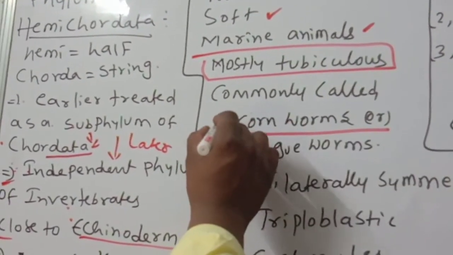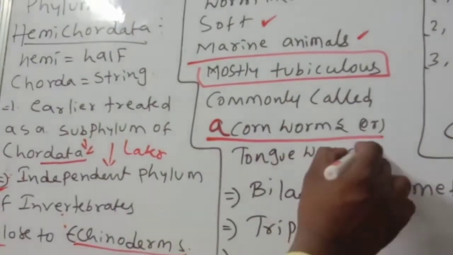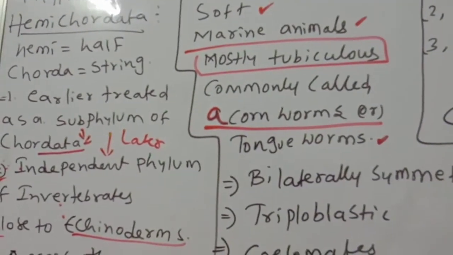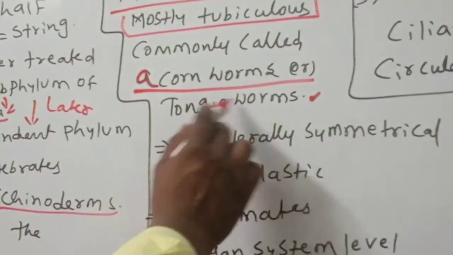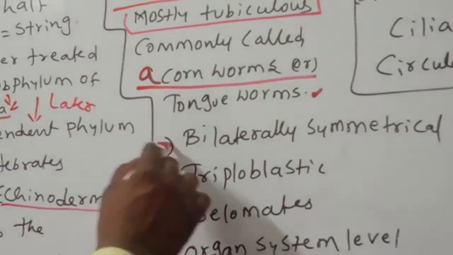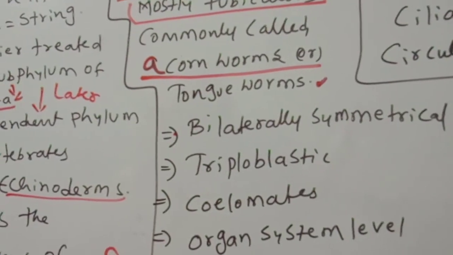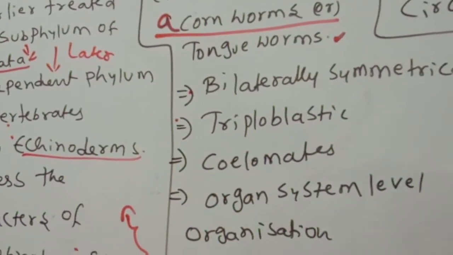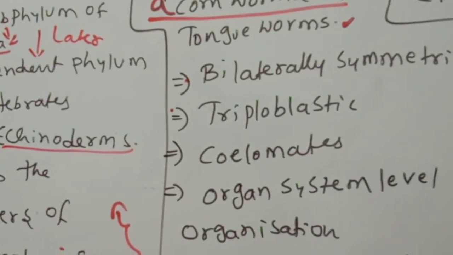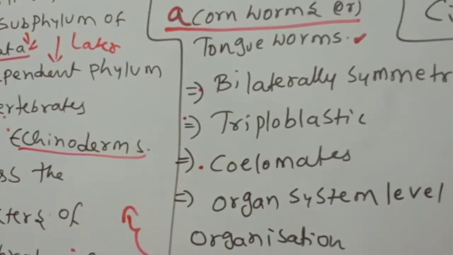Commonly they are called acorn worms, or another name is tongue worms. What is another name of hemichordates? Acorn worms or tongue worms. They are bilaterally symmetrical, triploblastic, with three germ layers: ectoderm, mesoderm, endoderm, and they are coelomates.